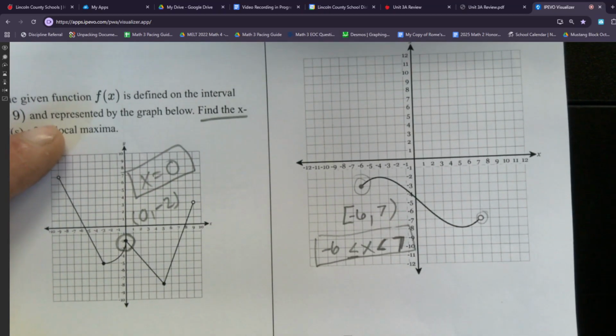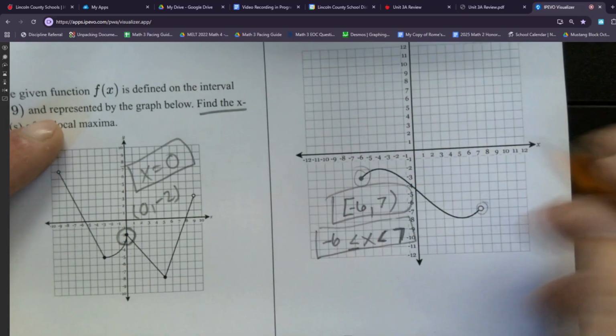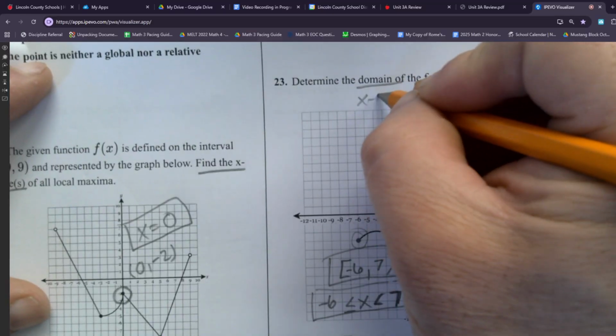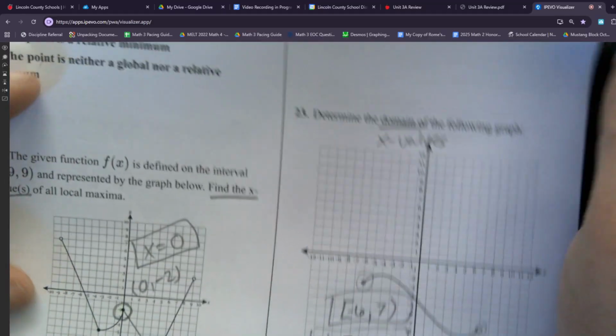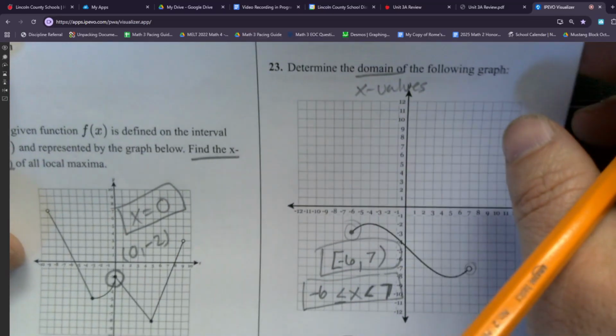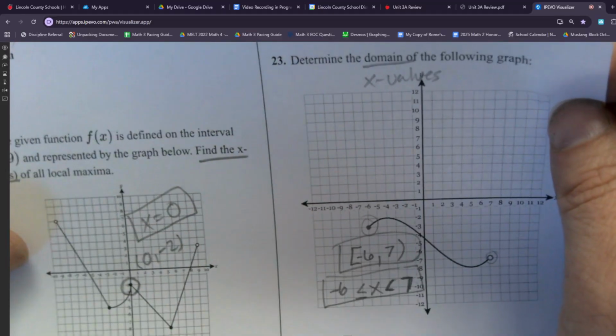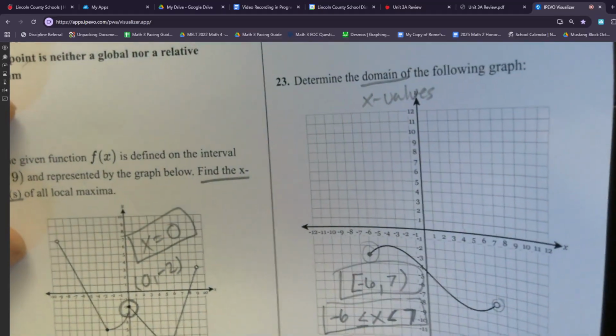All right. So you're just looking for that. Remember, domain is just x values. It doesn't pertain to the y values here. So you're just trying to find out what x value it starts with and what x value it ends with. Pretty simple problem, so it shouldn't give you too much trouble there.